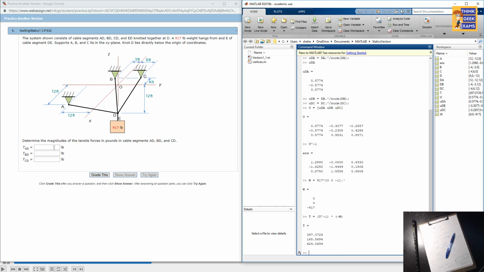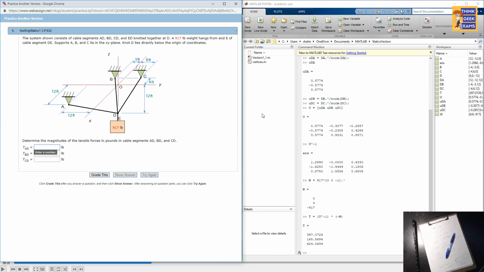Okay, so this is going to be TAD, which is 397.0726. Next one is 165.5694, and the last one is 624.0694. And let's see if we got the right answers, and they're correct. All right, thank you. See you next time.